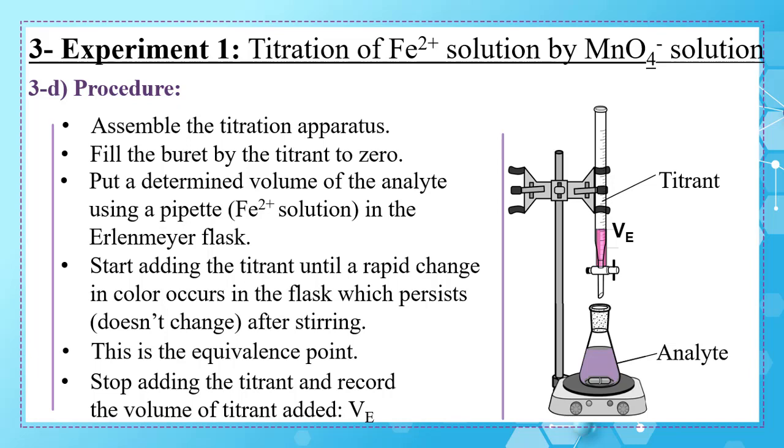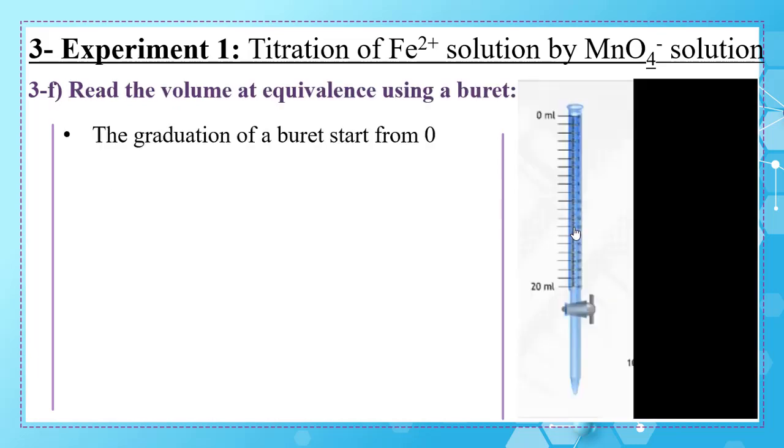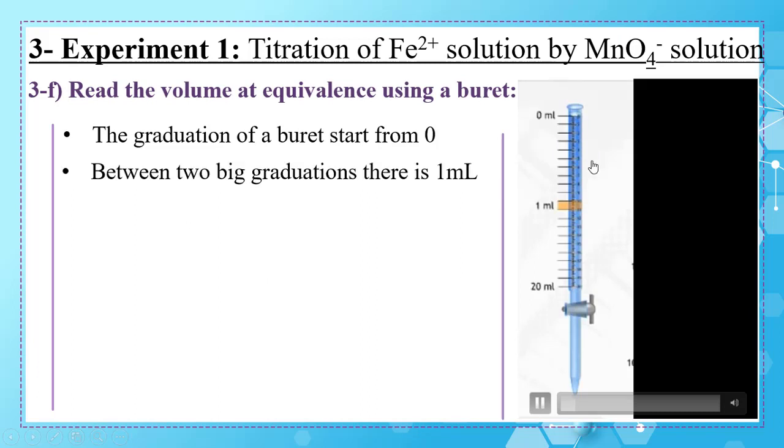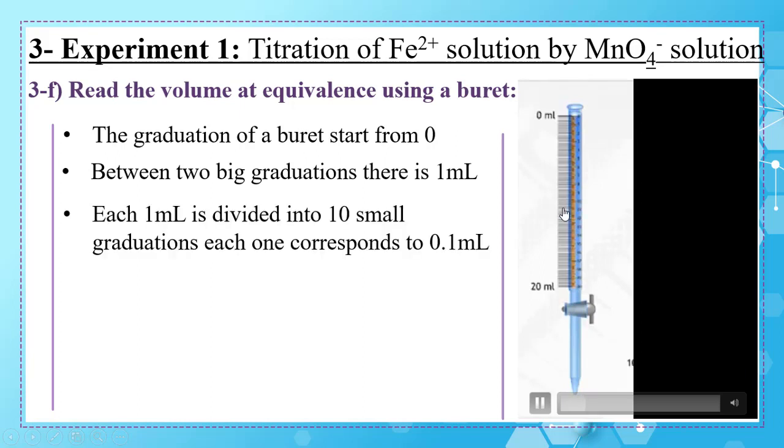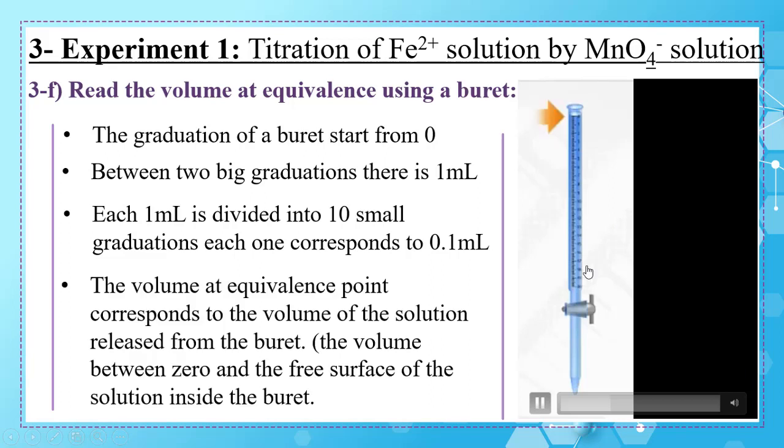Now, how to read the volume at the equivalence point? We know that the graduation of a burette starts from 0, and between two big graduations we have 1 milliliter, and each 1 milliliter is divided into 10 small graduations. Each corresponds to 0.1 milliliter. The volume at the equivalence point corresponds to the volume of the solution released from the burette, so the volume between 0 and the free surface of the solution inside the burette.